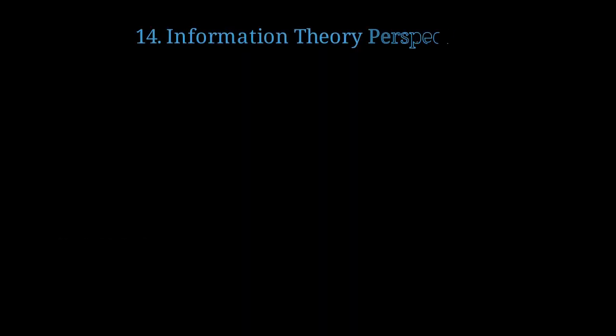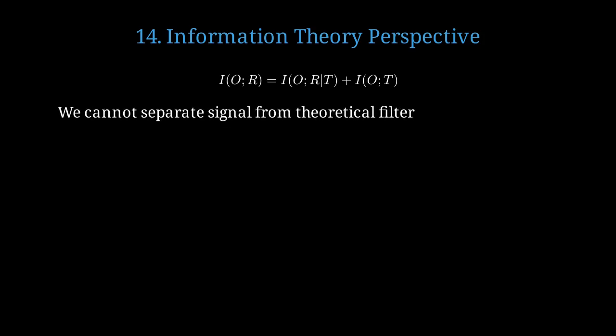We can also understand this paradox through information theory. The mutual information between observations O and reality R equals the conditional information plus information about the theory. The problem is we cannot cleanly separate the signal from reality from the theoretical filter we're applying. The entropy of reality given observations and theory remains greater than zero. Uncertainty remains irreducible. No matter how much we observe, there's always residual uncertainty because our observations are theory-laden.